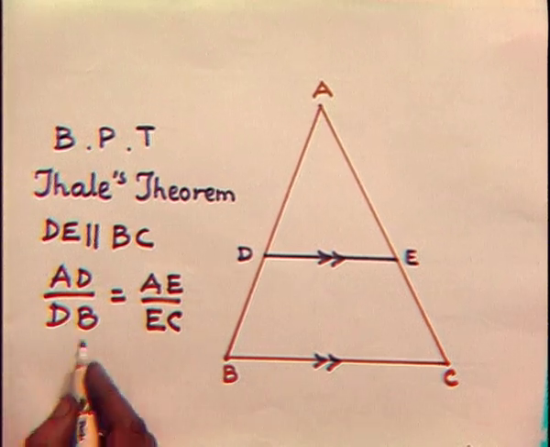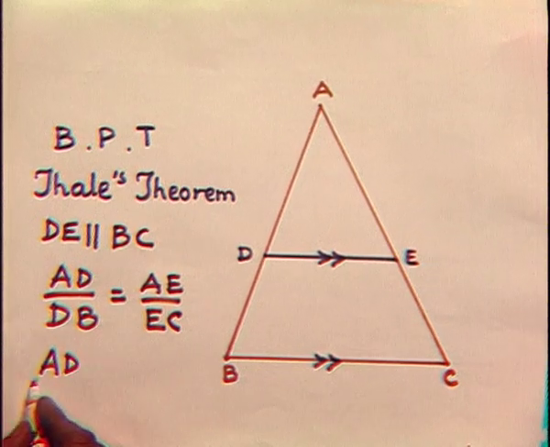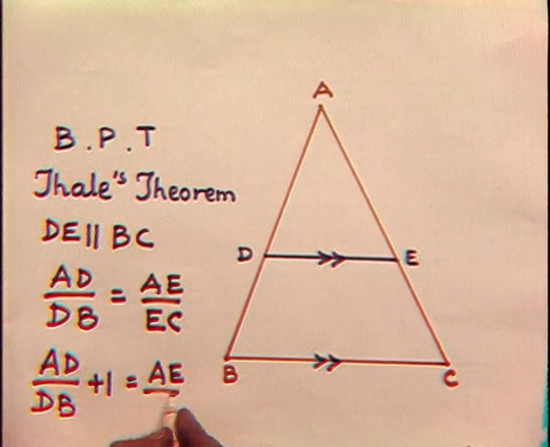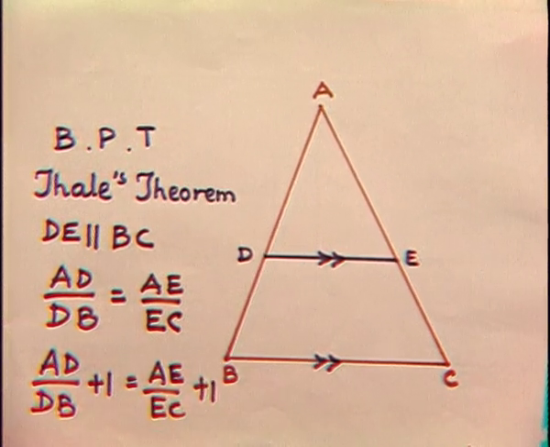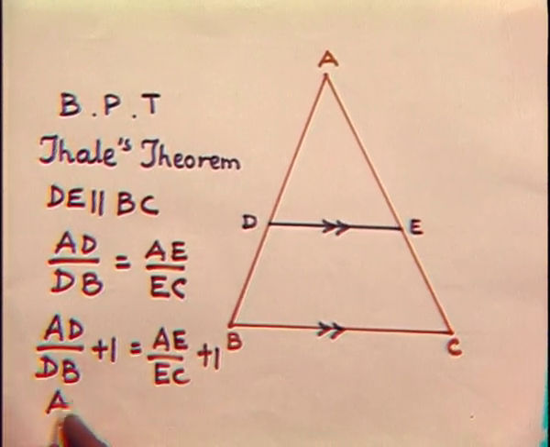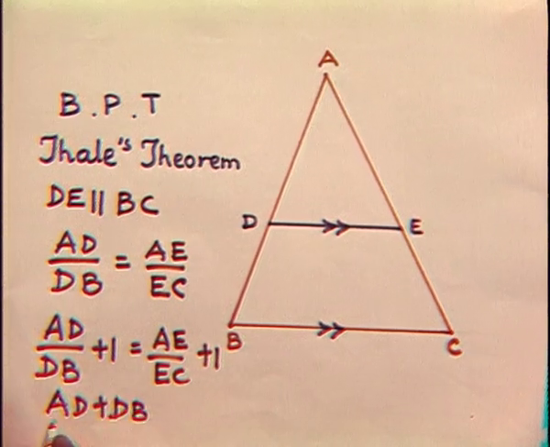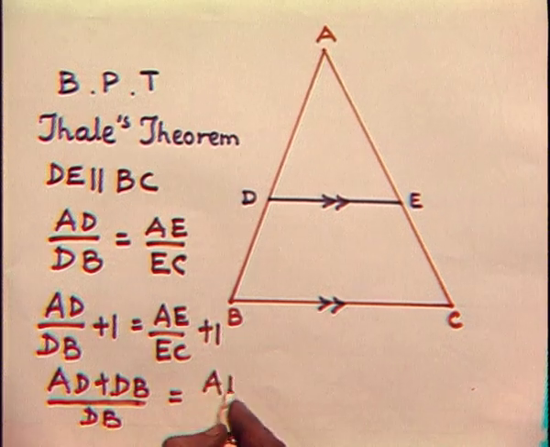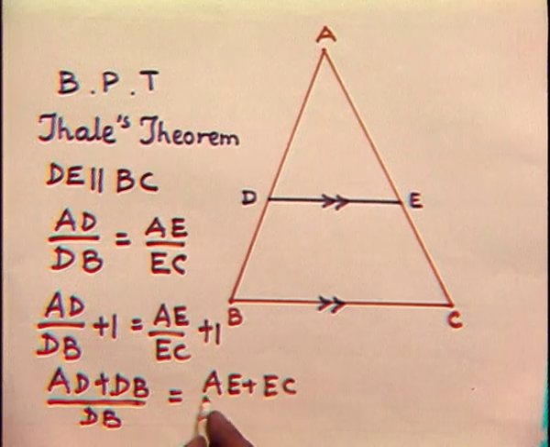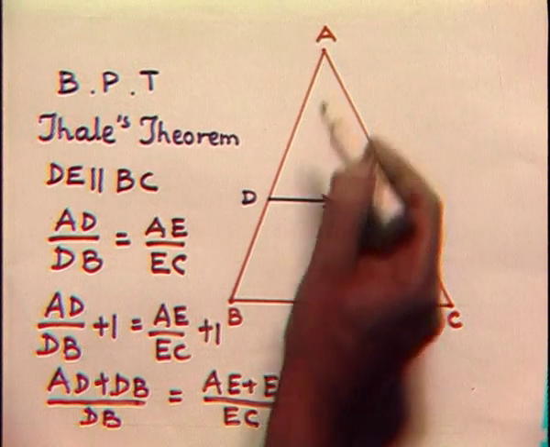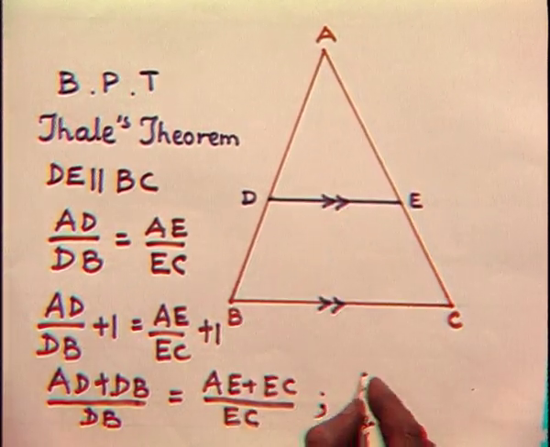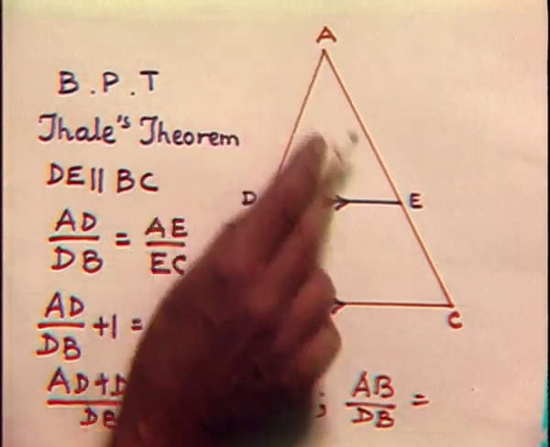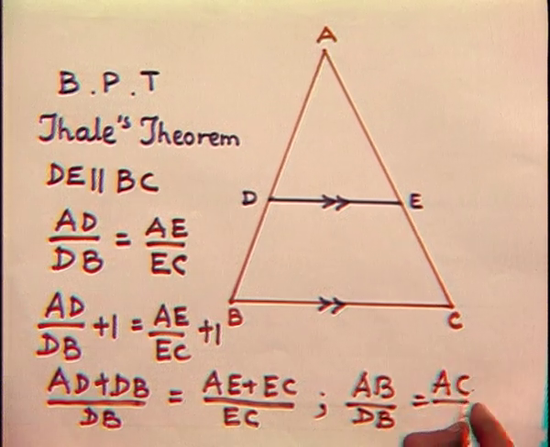Now this being an equality, I can add 1 to both sides, which on simplification gives AD plus DB upon DB equals AE plus EC upon EC, and AD plus DB is nothing else but AB upon DB, that is equal to AE plus EC, that is AC upon EC.